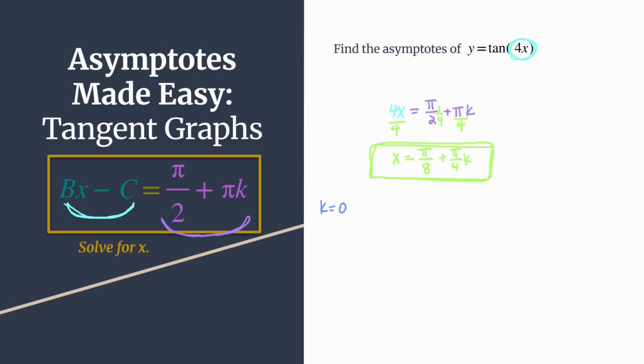We'll just do a few. k equals 0. That gives us x equals pi over 8. And that's it. So there's the asymptote at x equals pi over 8, because k equals 0 canceled out that pi over 4 term.